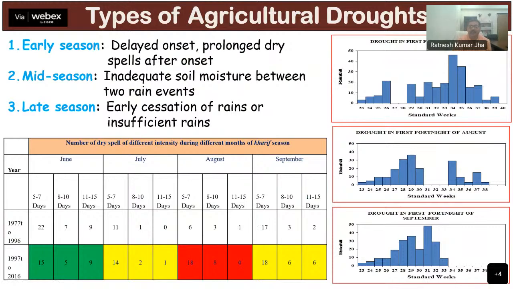There are three types of agricultural droughts: early season drought, mid season drought, and late season drought. One alarming situation is again in most of the Kharif season. In Kharif months like July, August, and September, you see that the number of dry spells are increasing. And for the past 2 years, the number of dry days are increasing. But in June, where there was no monsoon earlier, the number of dry days are decreasing. That means the monsoon is shifting towards June.